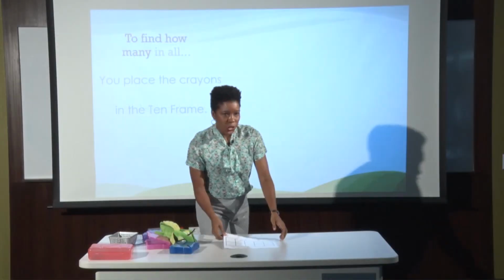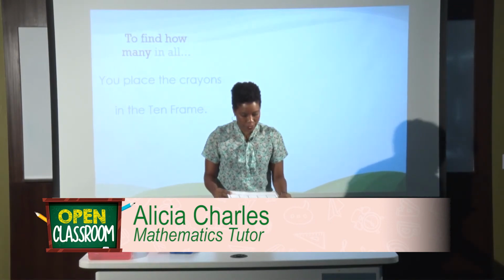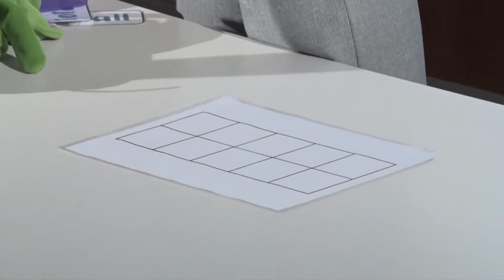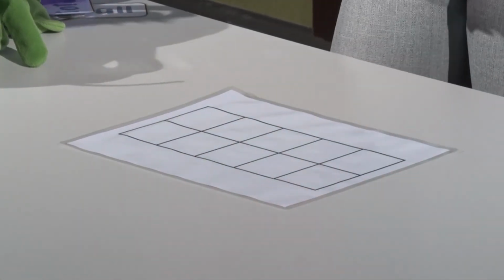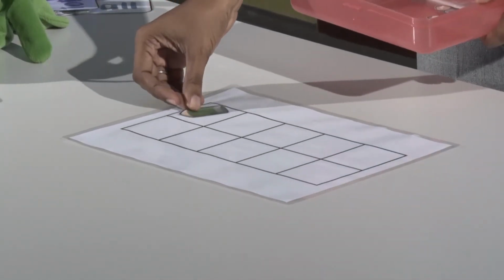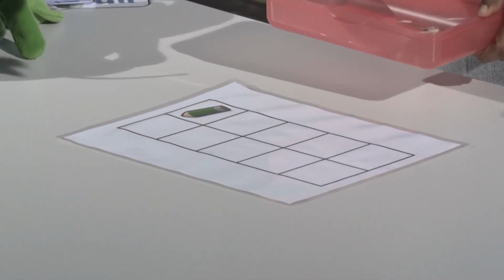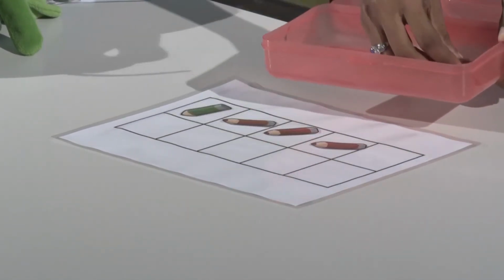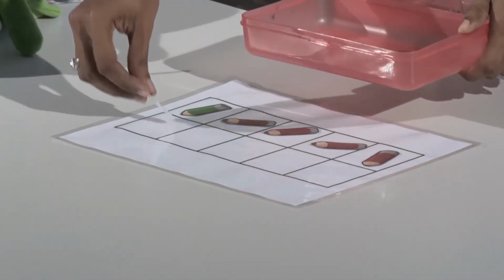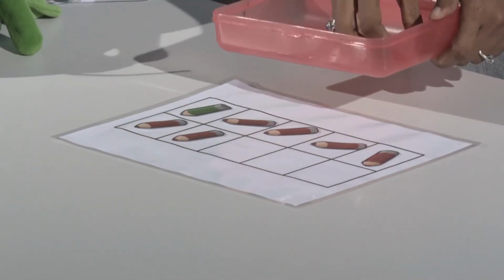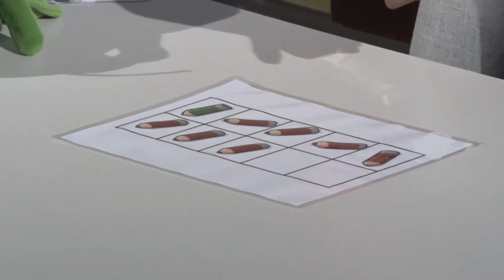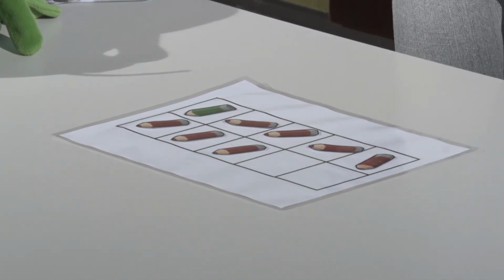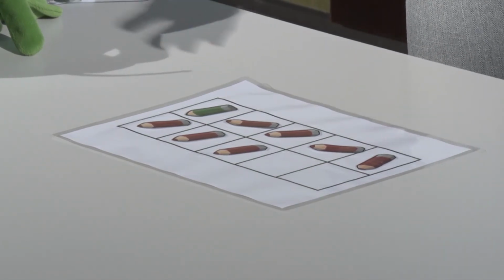So, you are working along with me. I have my 10 frame here. Remember, it is just 10 empty boxes. And I'm going to place my crayons in my 10 frame. My 1 green crayon and my 7 red crayons. Are you counting? Have you figured out how many crayons there are in my 10 frame?